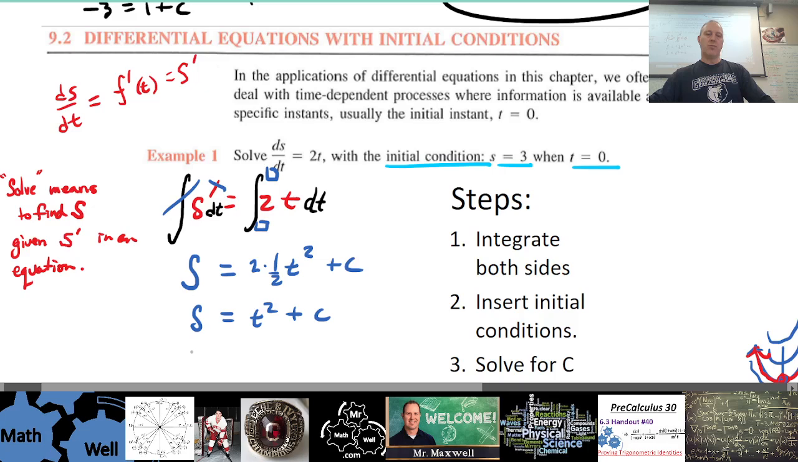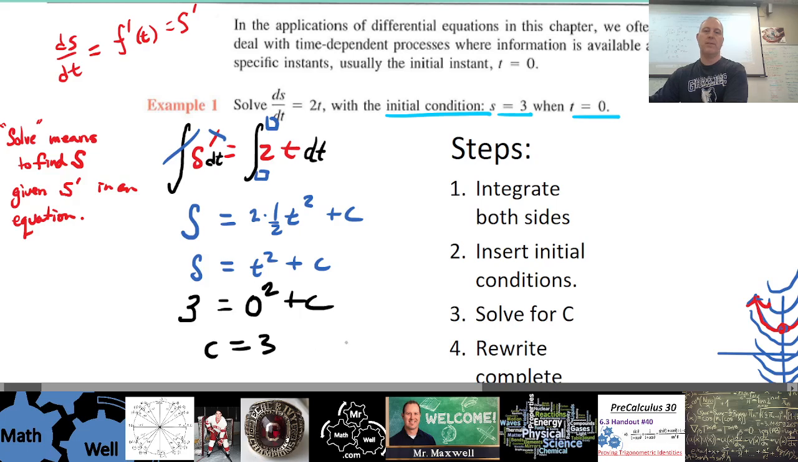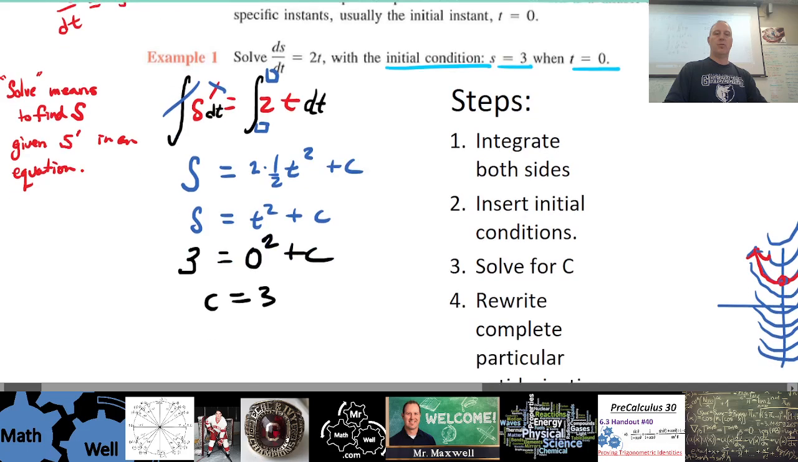So s is 3, so I'm going to put 3 there. T is 0, I'm going to put 0 there. And this is really easy, isn't it? So c is 3. Okay? So how are we doing with our steps here? Integrate both sides, insert initial conditions, solve for c. Okay? So we've done that.